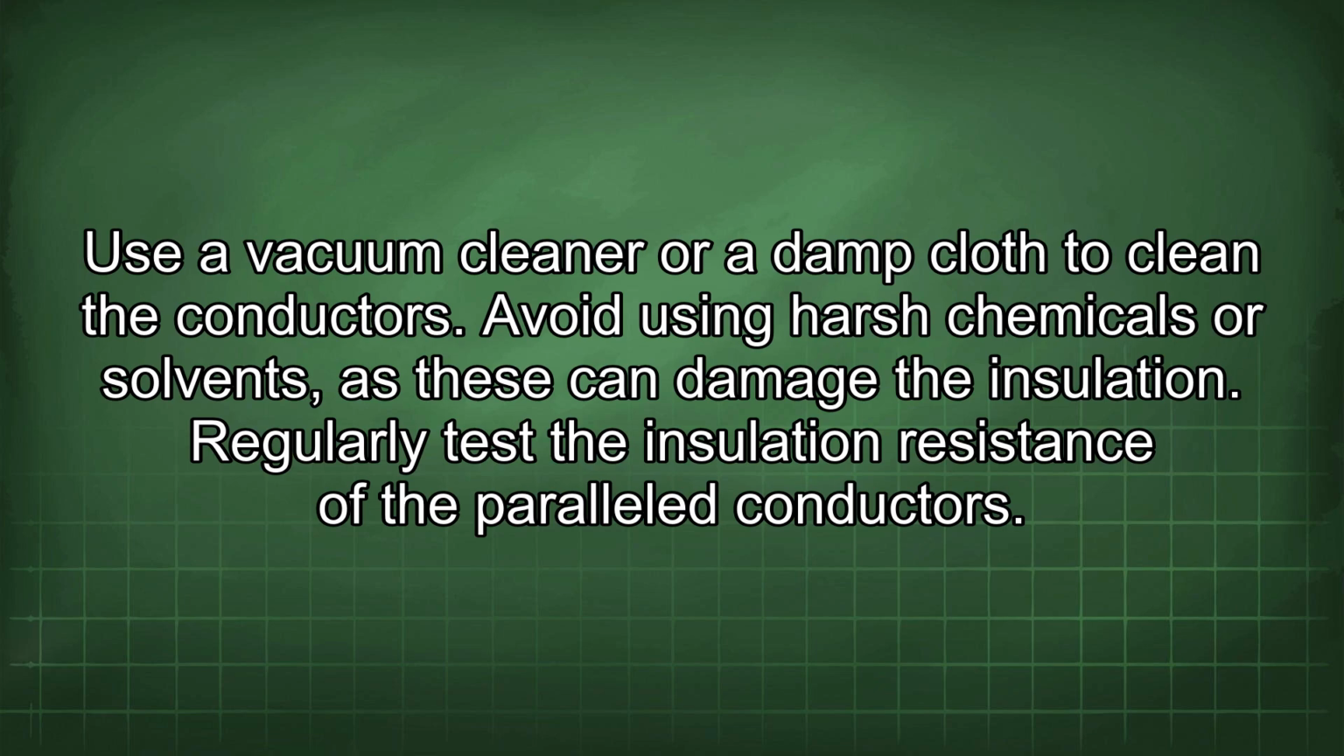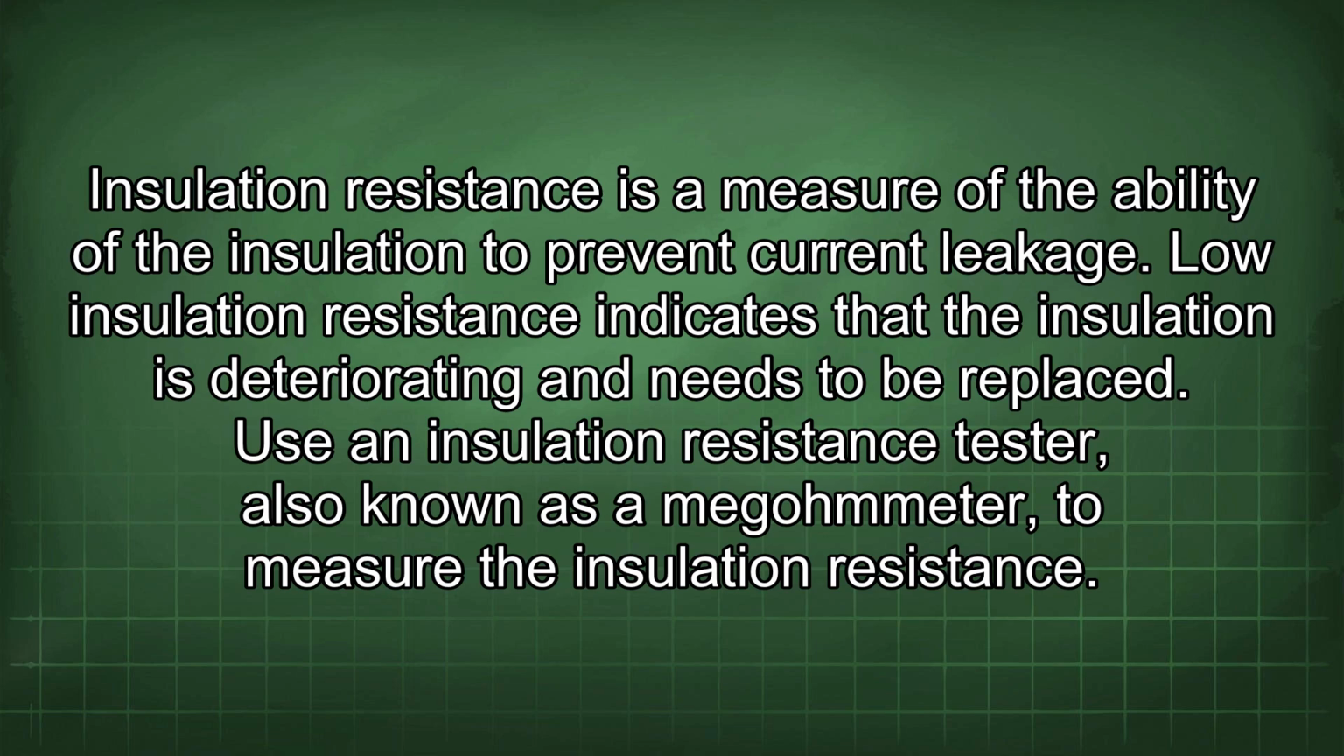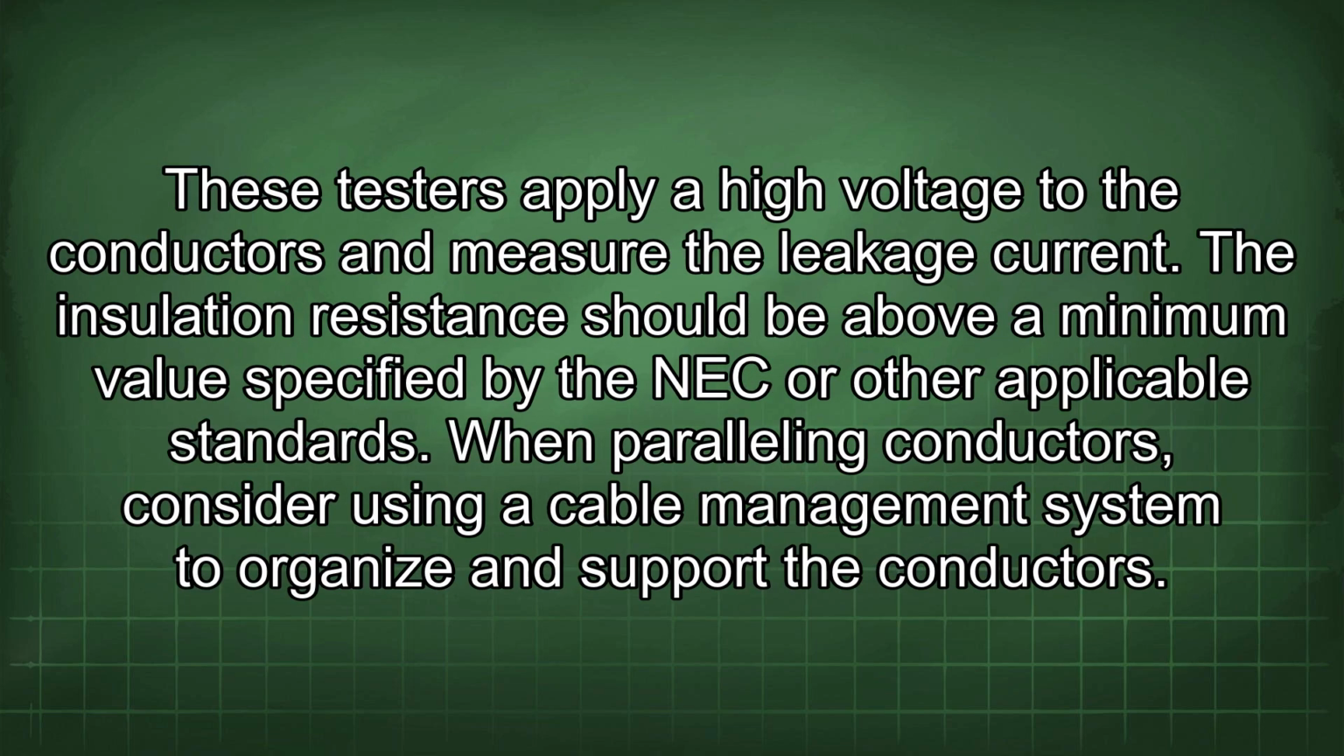Regularly test the insulation resistance of the paralleled conductors. Insulation resistance is a measure of the ability of the insulation to prevent current leakage. Low insulation resistance indicates that the insulation is deteriorating and needs to be replaced. Use an insulation resistance tester, also known as a megohmmeter, to measure the insulation resistance. These testers apply a high voltage to the conductors and measure the leakage current. The insulation resistance should be above a minimum value specified by the NEC or other applicable standards.